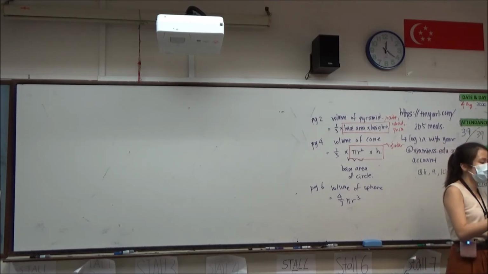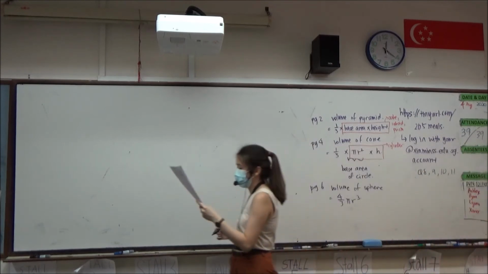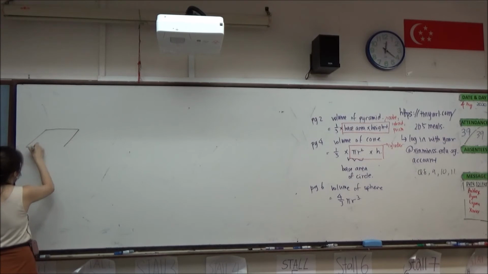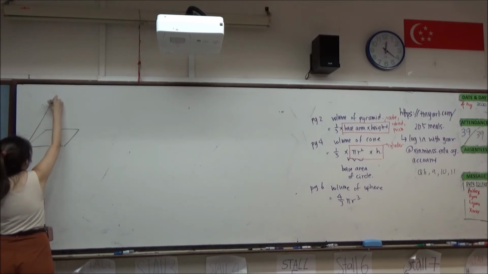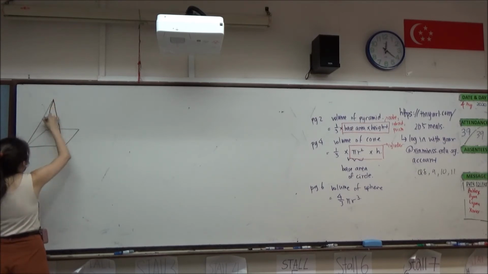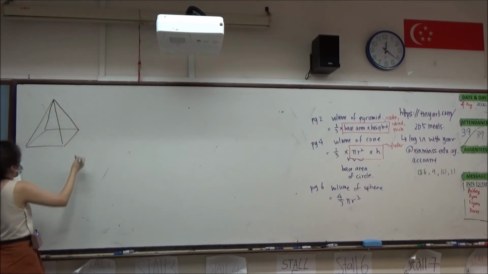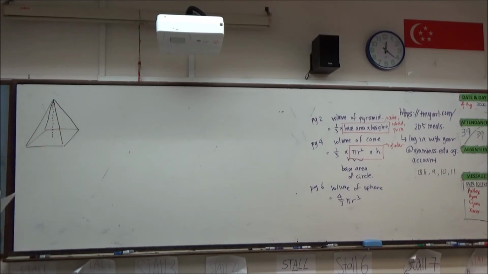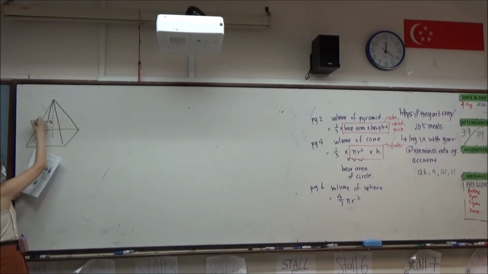So the perpendicular height, I want you to be careful that the perpendicular height of a pyramid itself, is from the top part all the way to the center of the base. So in this case, assuming that this is a square base or a rectangular base, it doesn't quite matter. But this thing here is what we call the height.